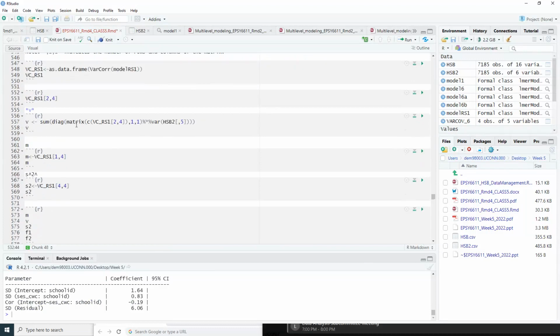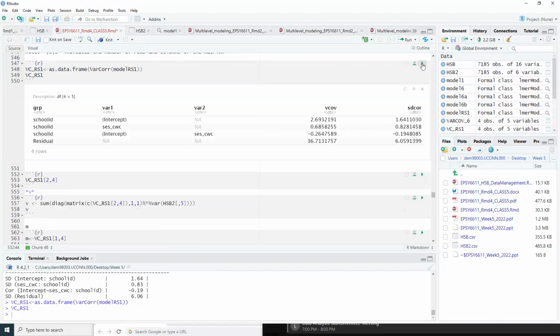So again, I'm just telling it, I have variance components. Ooh, I hope I ran this. I created a variance covariance matrix for RS1, and I'm just telling it which variance I need here. Let me go back to the variance components. I didn't run it. Here we go. There we go.